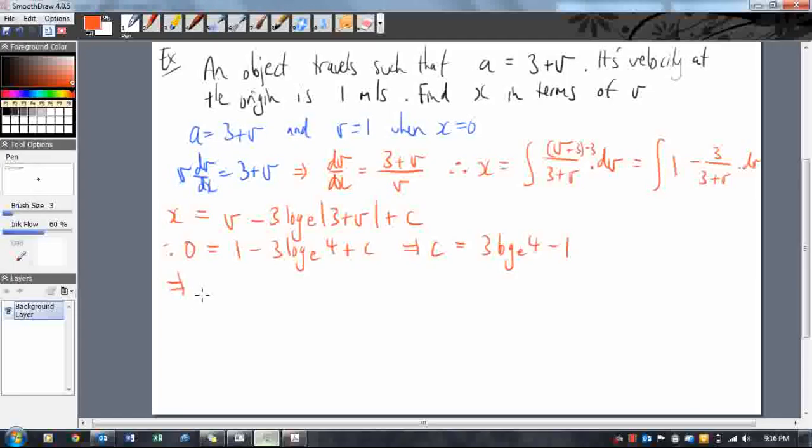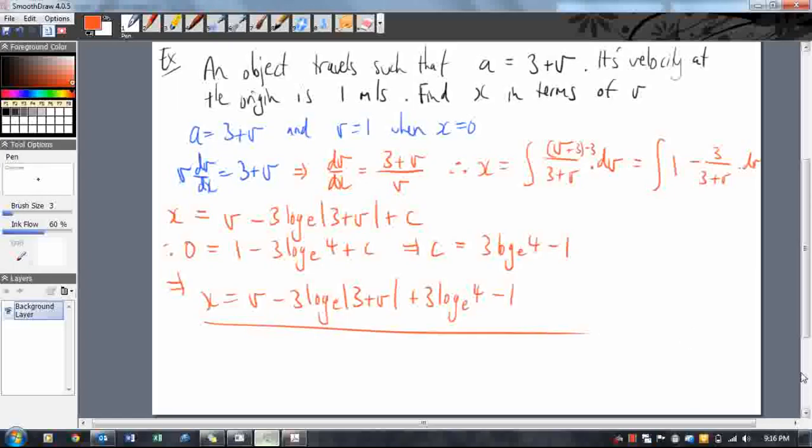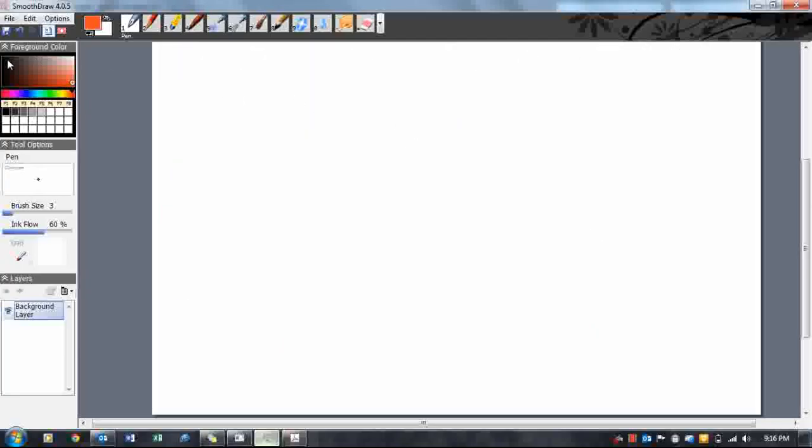So therefore, our function x is equal to v minus 3 log e modulus of 3 plus v plus c. So plus 3 log e 4 minus 1. There is your function. Okay, so you can sort of see why it works, and it might be more intuitive to you, but they can get a little confusing. I've developed those guidelines to work. I've never found those guidelines not to work.